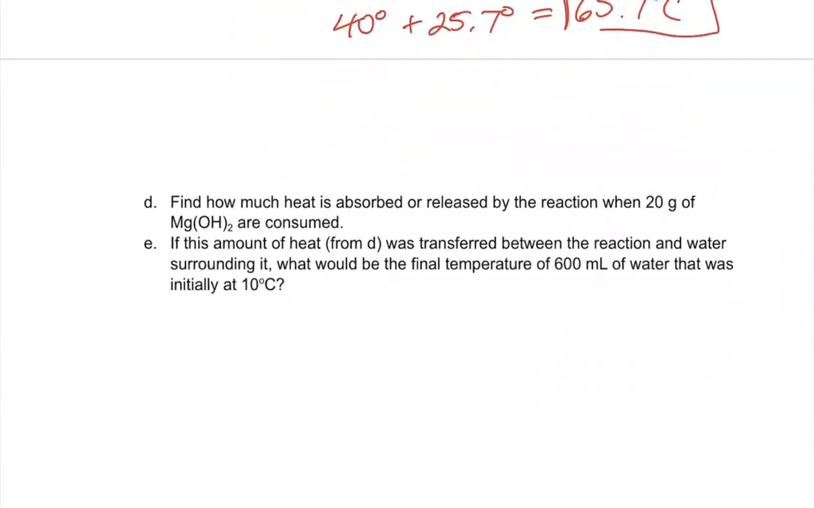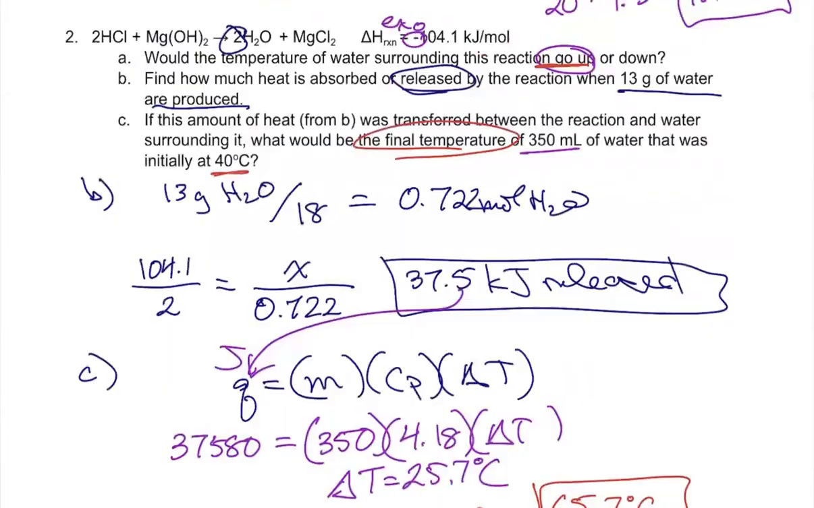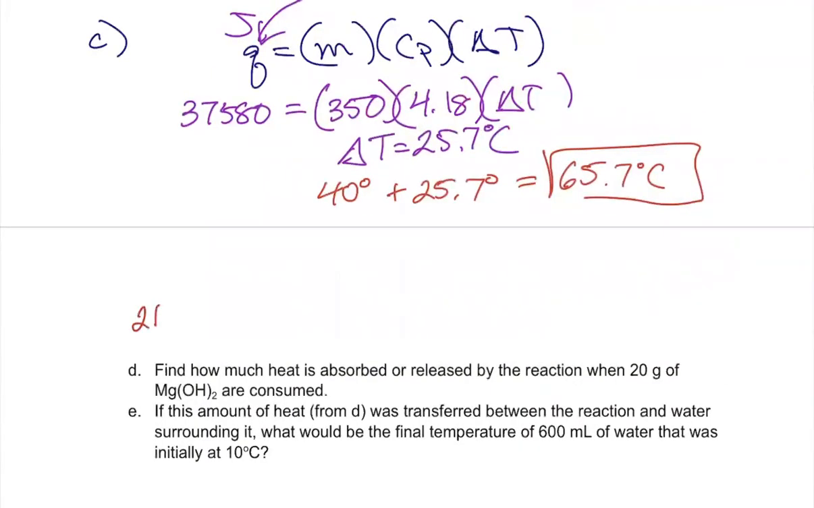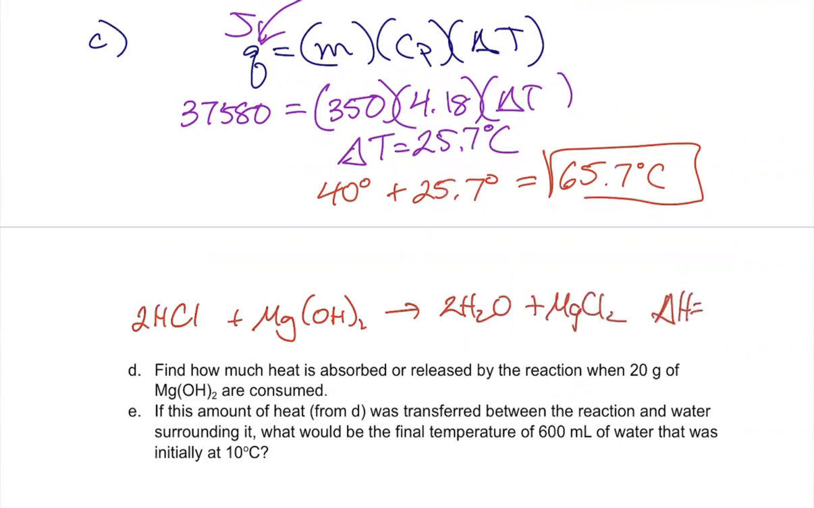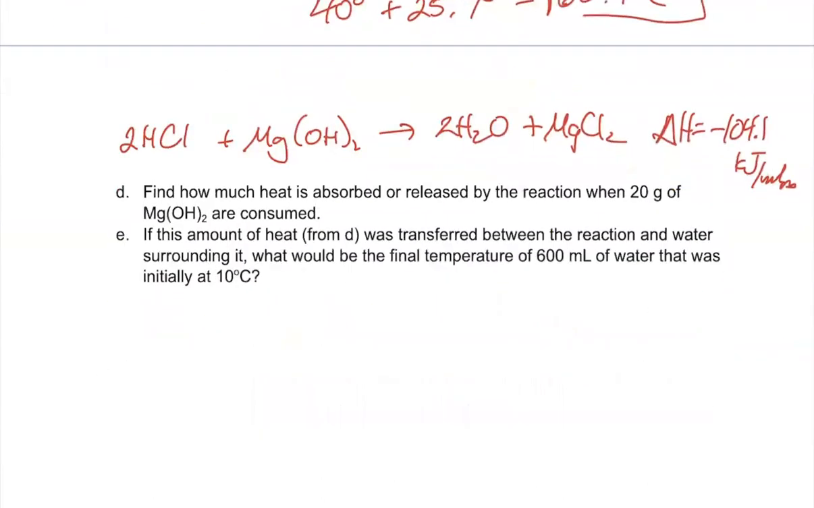This next part of the problem is still based on the same reaction, and my reaction was 2HCl plus MgOH2 gave me 2H2O plus MgCl2 and had a delta H reaction of negative 104.1 kilojoules per mole reaction. Okay, so for D, now I have 20 grams of MgOH2. I need to get the moles of that.